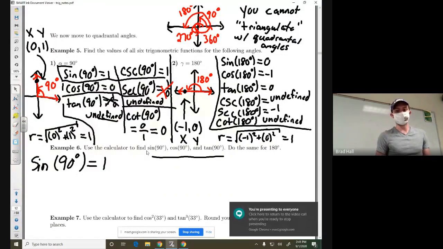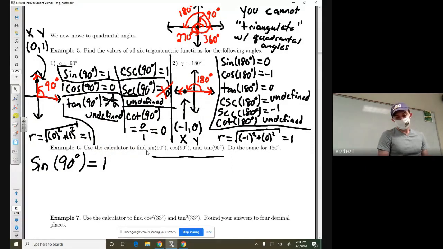And it says do the same for 180. I mean, you could see the values right there. So I trust you can all put it in the calculator correctly. If not, just ask me after class or just shoot me an email.